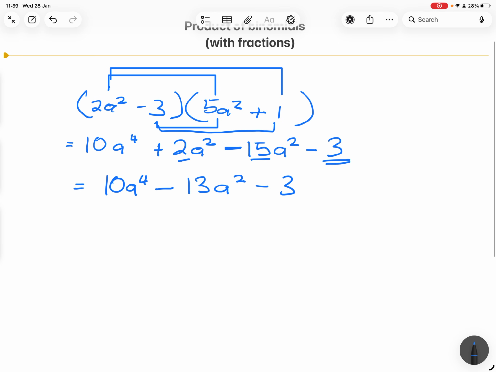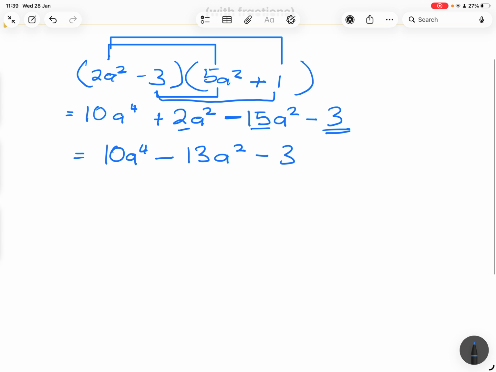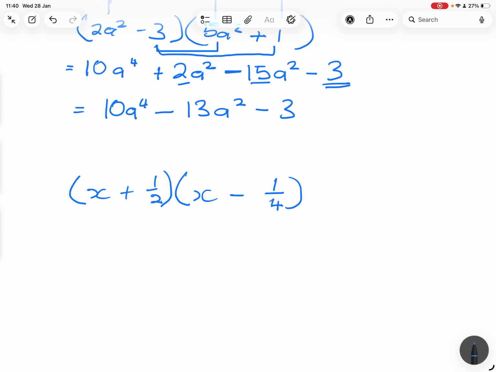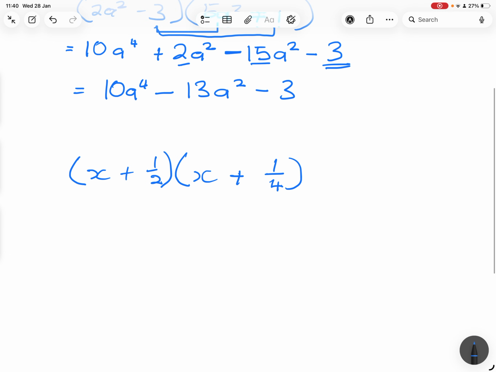Now, what happens when we take the product with a fractions? Let's have a look at that quickly. Let's say we're going to have x plus 1 over 2 multiplied by x plus 1 over 4. In fact, let me just make that a plus. So how are we going to find the product there?